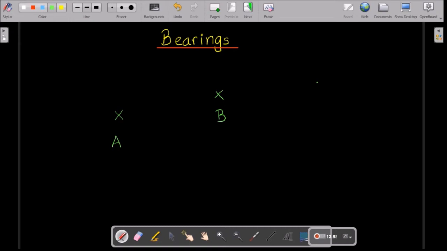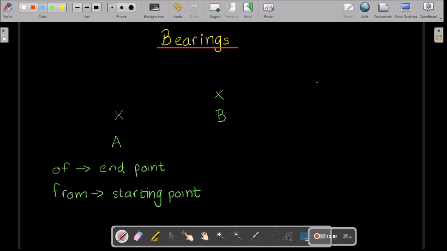Now I'm gonna demonstrate how to find the bearings between 2 points. To do this, first we need to understand a couple of words. The word "of" indicates the end point, and the word "from" indicates a starting point when we're dealing with bearings. The starting point is where we are going to draw a north line.